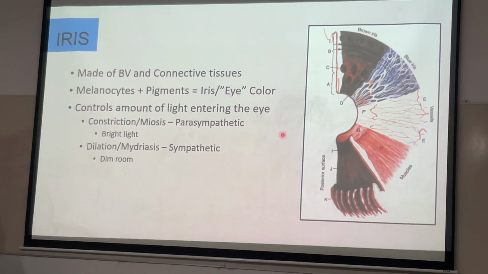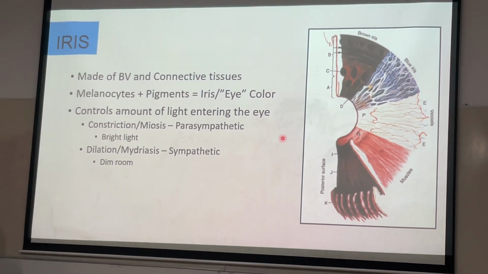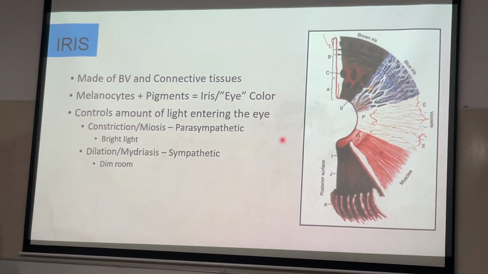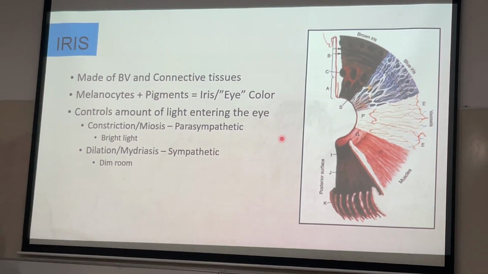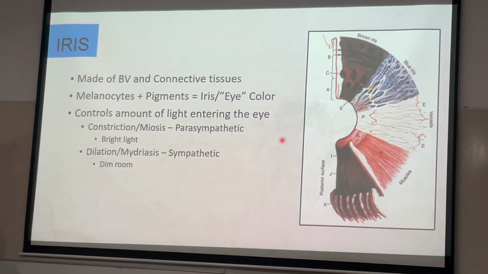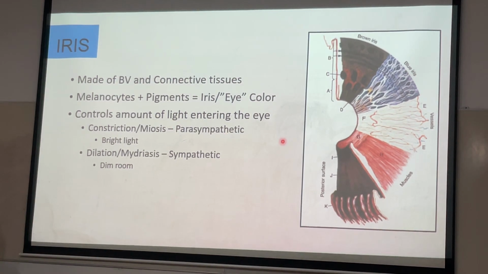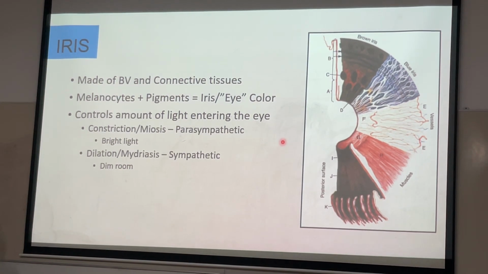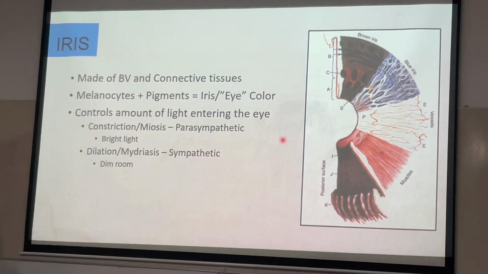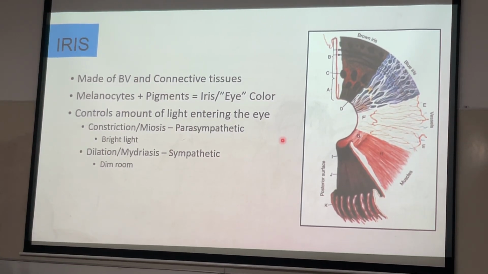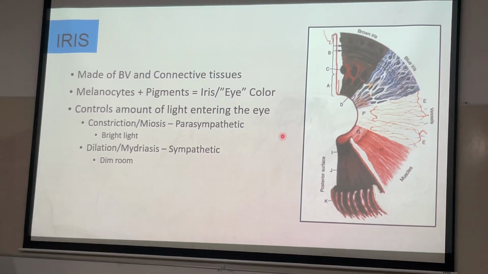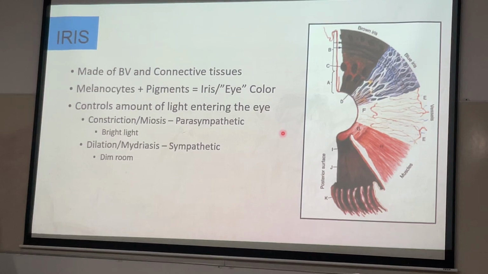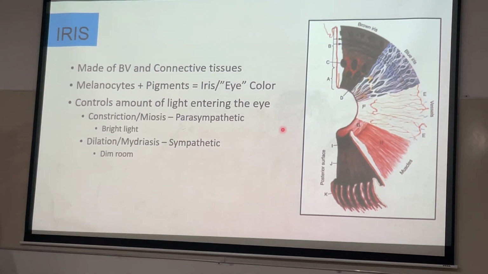So the function of the iris is it controls the amount of light entering the eye by controlling the size of your pupil. So when the eyes constrict, also known as miosis, this is due to a parasympathetic function, and this is due to the presence of bright light. No? So when light hits your eye, the eyes would constrict. Dilation, also known as mydriasis, is a sympathetic function. No? So if the room is dark, your eyes will dilate.